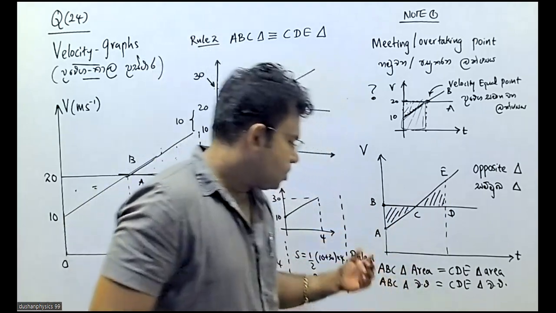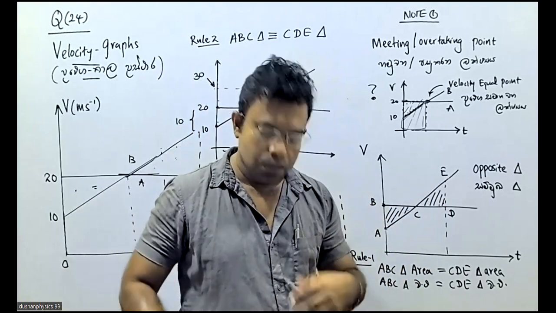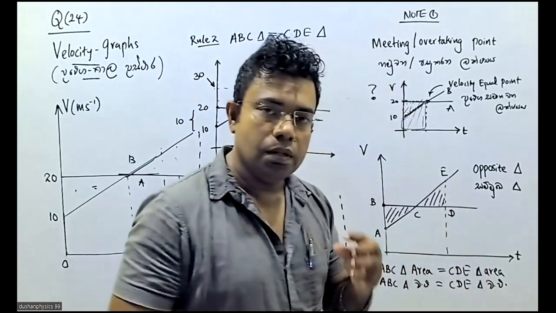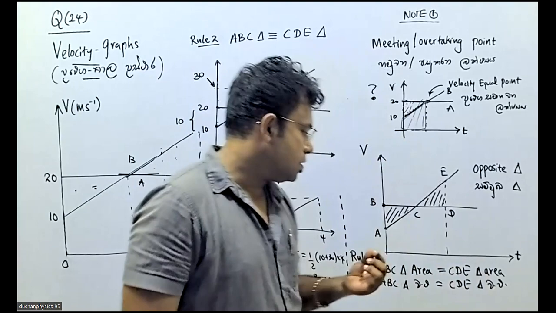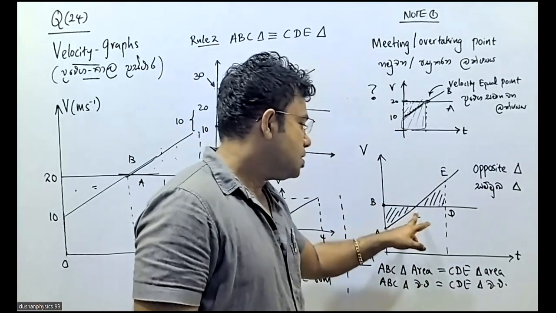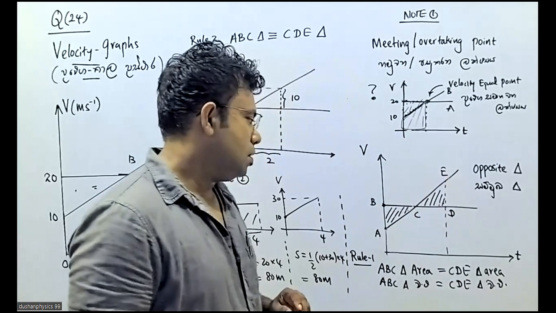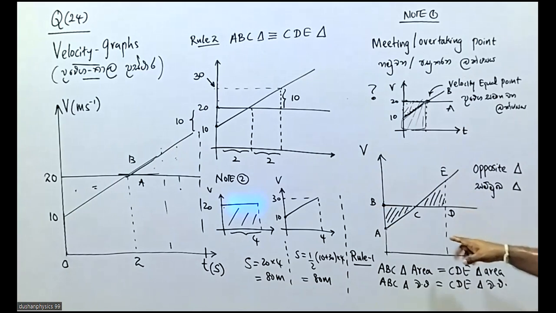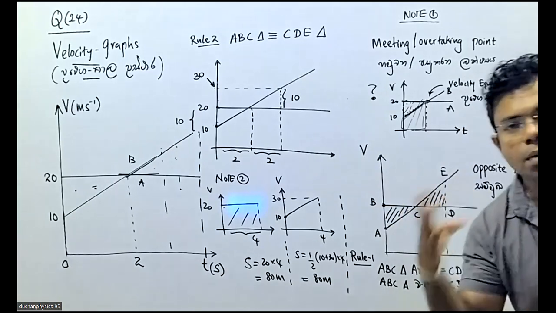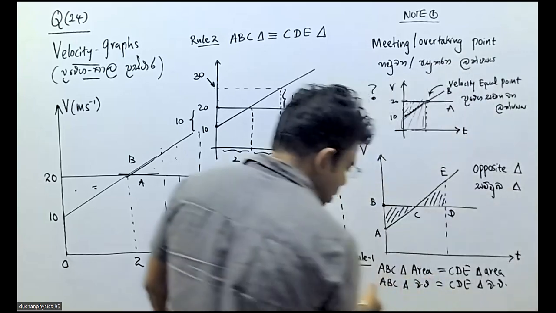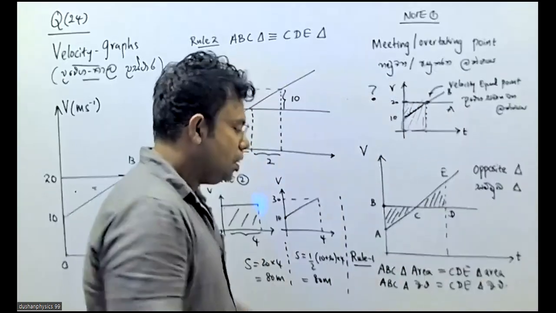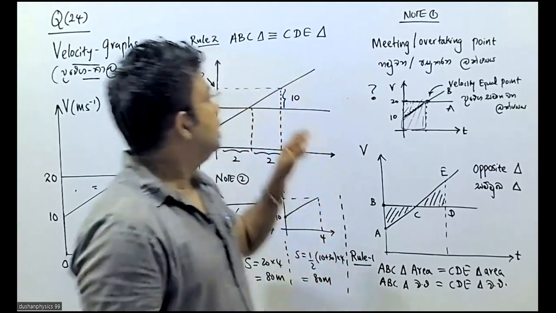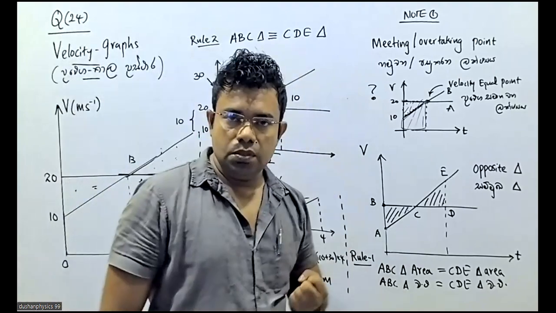So that's why there are two rules in this particular calculation. The first one is, as I said earlier, ABC triangle area should be equal to CED triangle area. That's why I have written here, the areas should be equal. The second important rule is that these triangles should be congruent to each other.